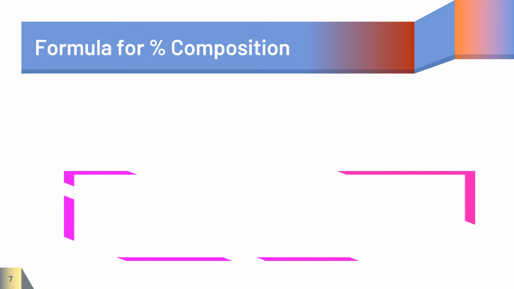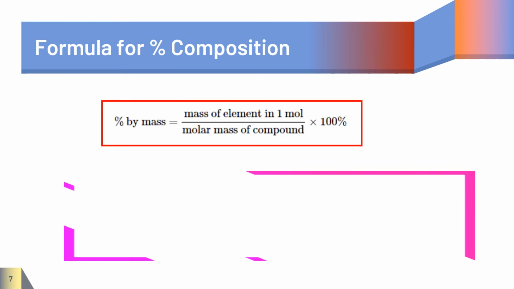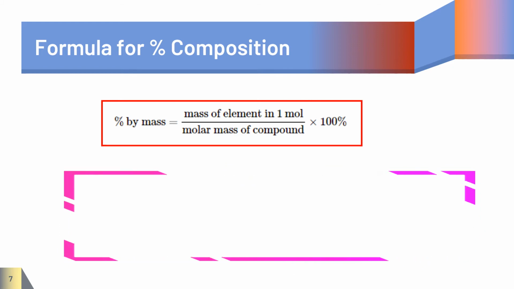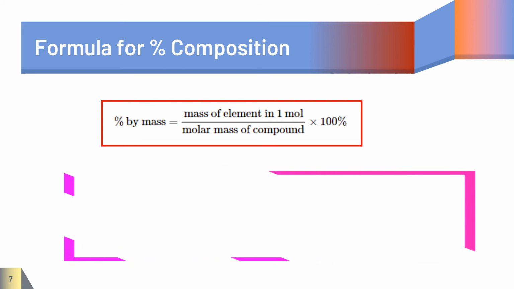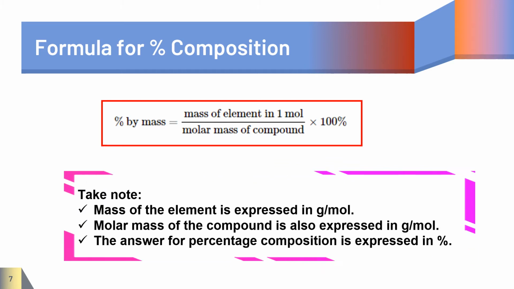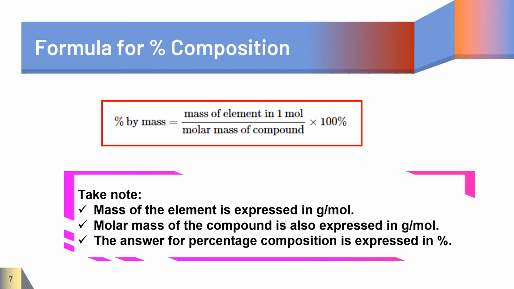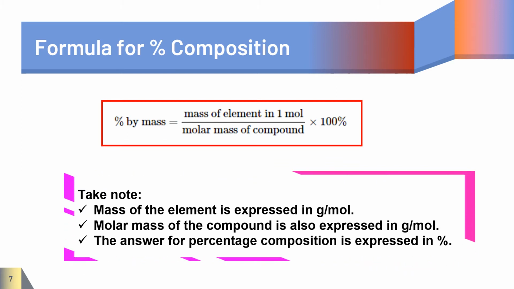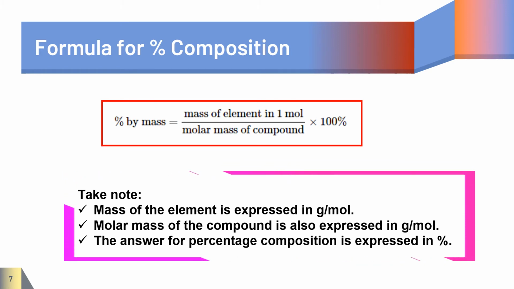Now let's have this formula. Percent by mass or percentage composition is equal to mass of the element in 1 mole divided by the molar mass of compound times 100%. So there are some things that you should remember. Take note that the mass of the element is expressed in gram per mole, and the molar mass as well is also expressed in gram per mole, so that we can cancel the unit. And of course, if we cancel the gram per mole, the remaining unit would be percentage, which is the unit of our percentage composition.